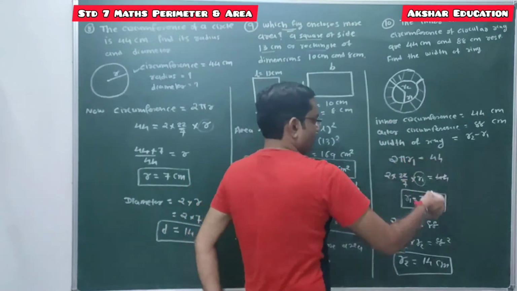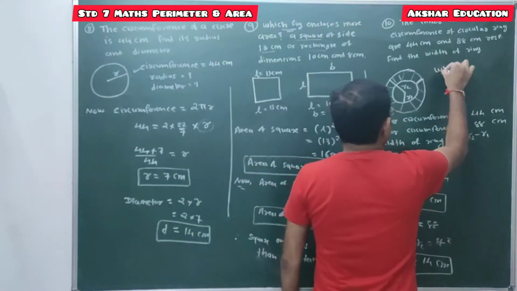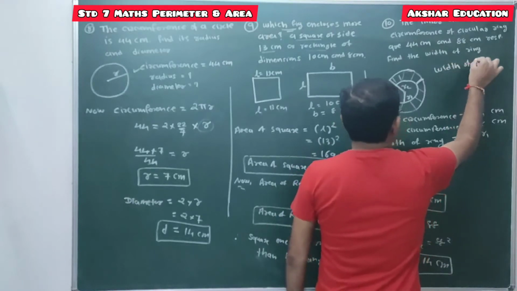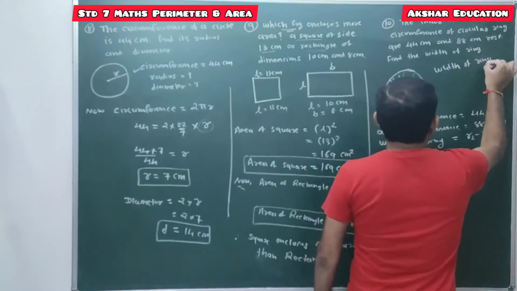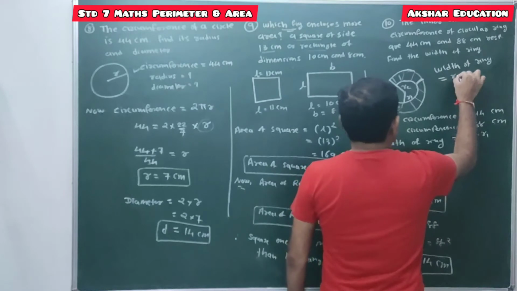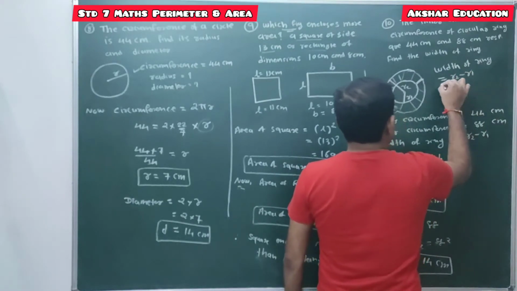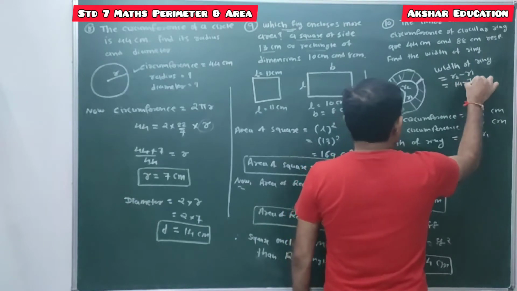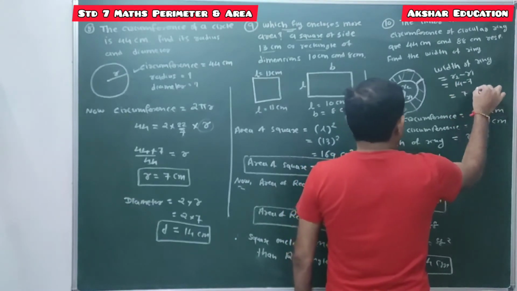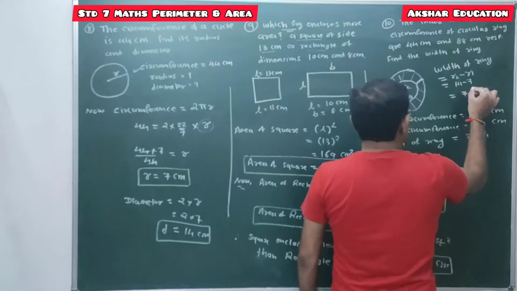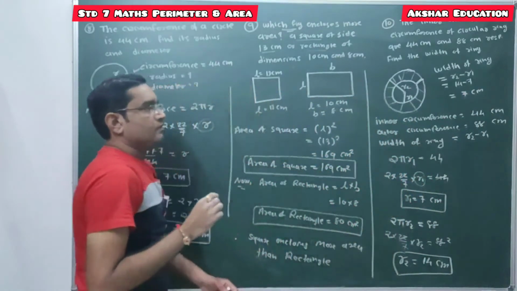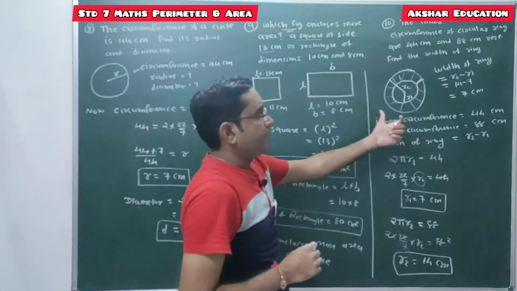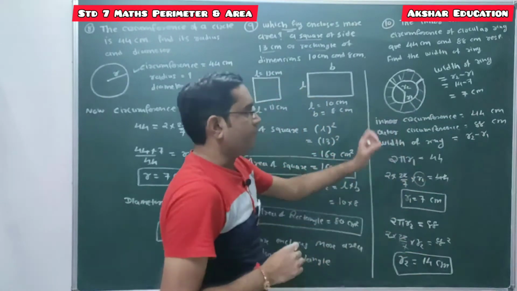So what is the width of the ring? Width of the ring is nothing but r2 minus r1. Outer radius minus inner radius, 14 minus 7 equal to 7 centimeter. This is your answer, 7 centimeter. So we were to find the width of the ring. The width of the ring is 7 centimeter.